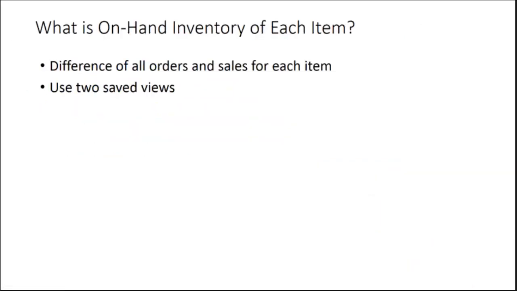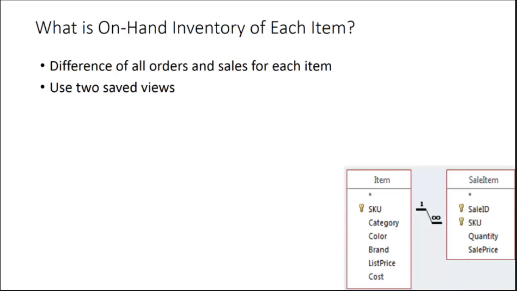What is on-hand inventory of each item? Well, on-hand inventory is the difference of orders and sales for the item. So we need to calculate the difference of them. Here we can use views. We can save 2 views. First, look at the tables. We do have item and sale item.